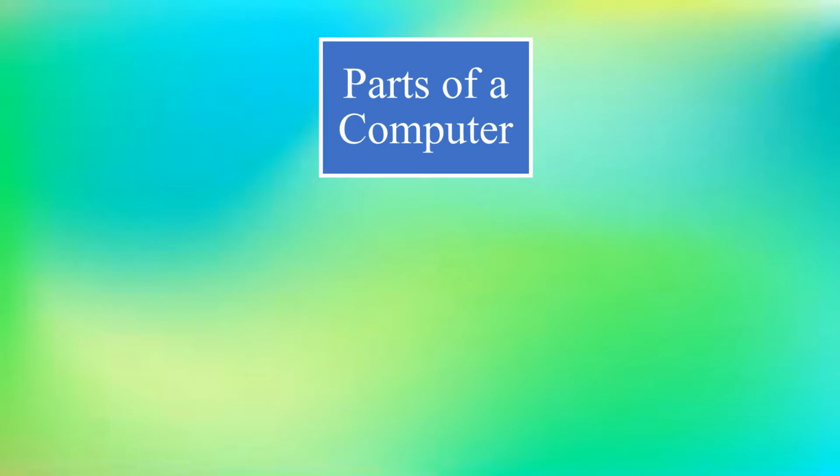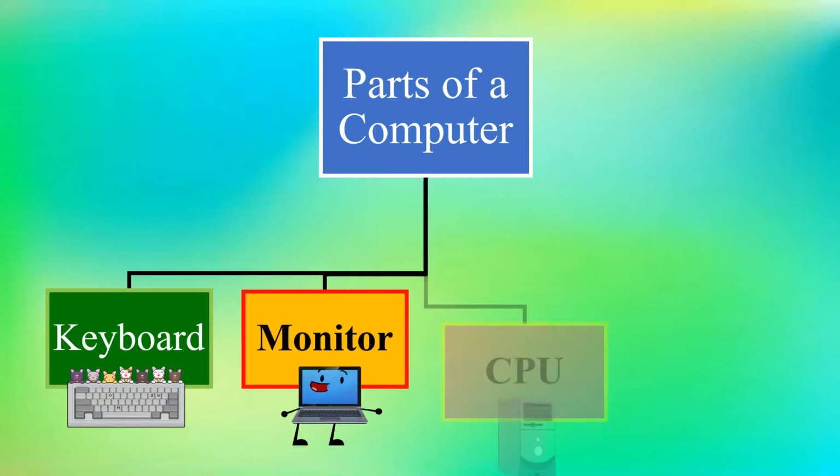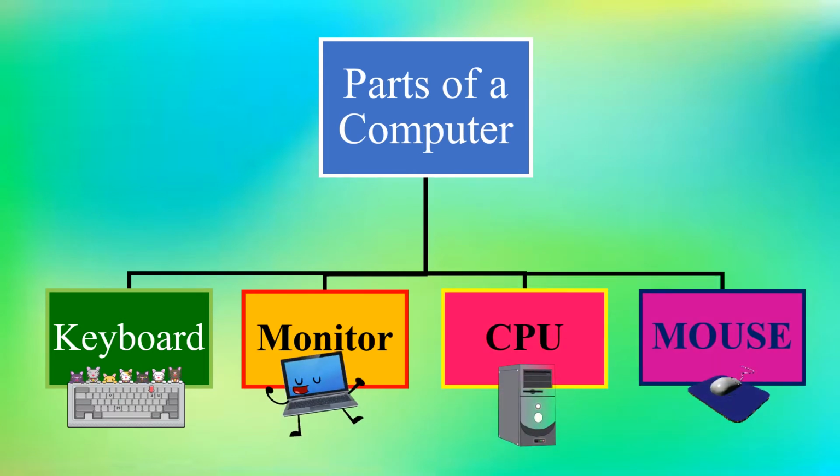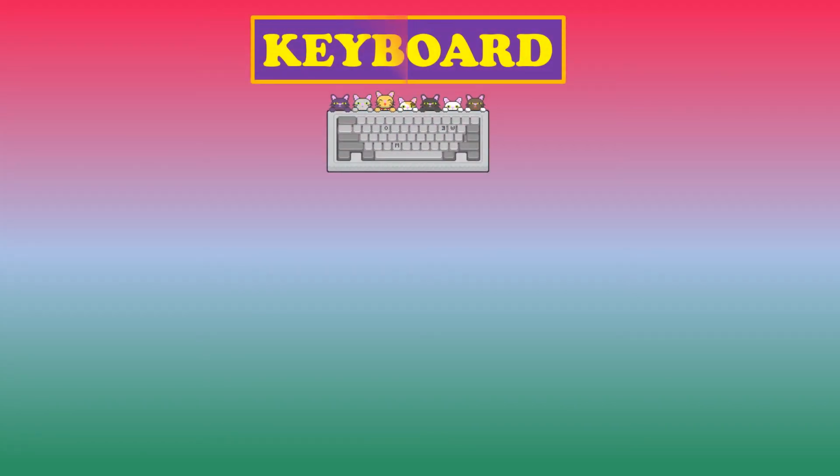Now we come on to the next topic, that is parts of a computer. A computer basically has four main parts: keyboard, monitor, CPU and mouse. Now as you all know that a computer works on the IPO cycle. So the input is given by keyboard and mouse. Processing is done by CPU and output is displayed on the monitor. Now let us study about these devices in detail.